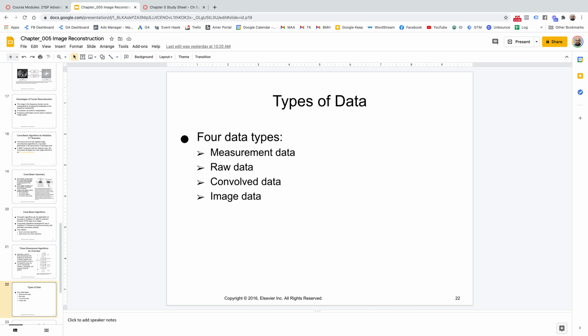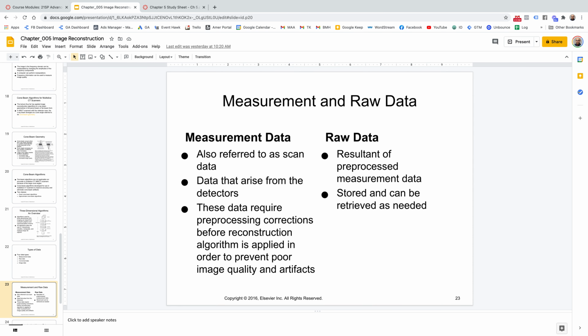Same thing with three-dimensional. So let's talk about types of data. We have measurement data, raw data, convolved data, and image data. Okay? So measurement data is also referred to as scan data. This data comes straight from the detectors. Okay? This data needs to be pre-processed, okay, before reconstruction algorithms can be applied.